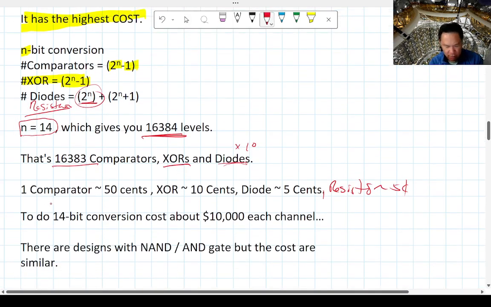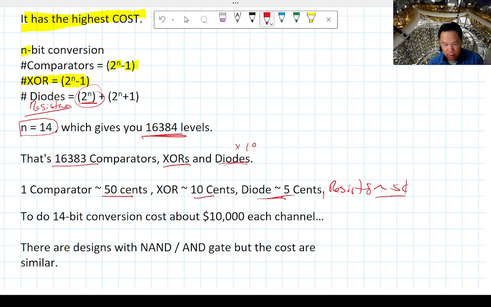Even less than that probably if you buy in bulk. The comparator is like 50 cents maybe. The XOR gate is 10 cents. And then the passives, meaning the diodes and the resistors, are another 10 cents. So each level costs about 70 cents. Well, that doesn't seem like a lot. But to do a 14-bit conversion, you need 16,000 levels. So that costs more than $10,000 to do a 14-bit analog to digital conversion.